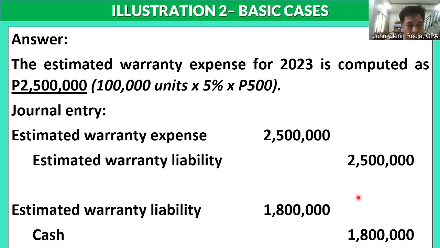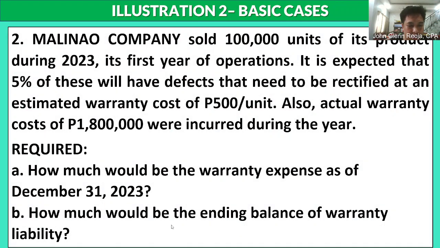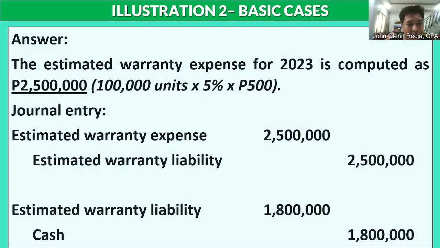And then, next, estimated warranty liability for 1.8. Why is there a 1.8 here? This is an actual warranty cost. The estimated liability is that they have to pay 2.5, based only on the expectation of 5% of the total 100,000 units. But what they actually paid is only 1.8. So, debit estimated warranty liability, 1.8. Then we credit cash, 1.8.